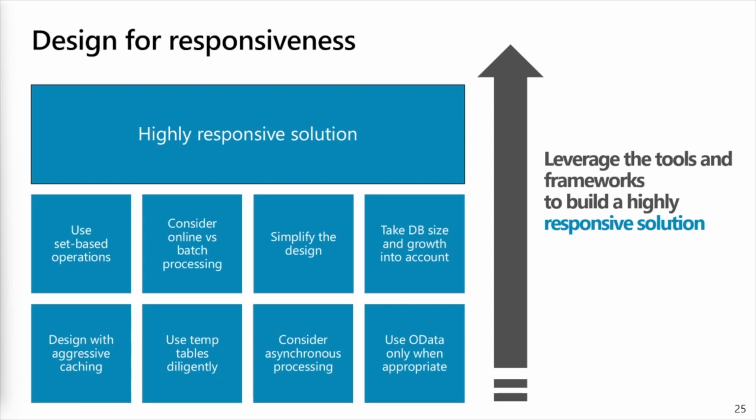Consider online versus batch processing. For instance, provide the user with a choice to pick online versus batch based on the size of the document. When a user knows the option is there, they would pick the right choice.